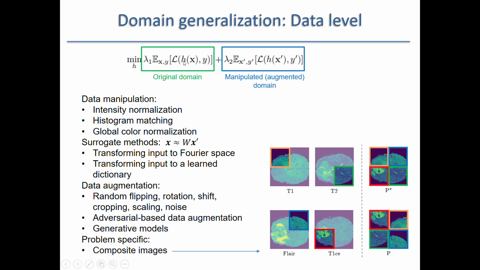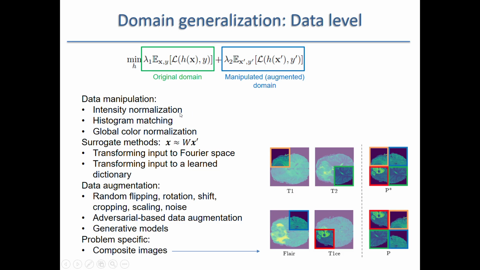So at the data level, here we have a minimization, where H is our neural network. X goes through H, and then we try to mimic or to produce some data Y, and there is a loss between our predicted Y and the true Y. So this is the standard optimization of supervised problems. And here, what we do with this domain generalization, we can augment the input data, and then we can add some losses related to the augmented domain.